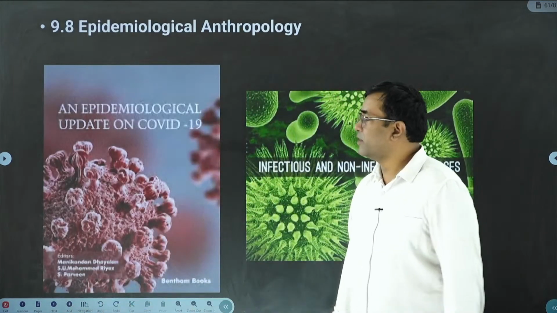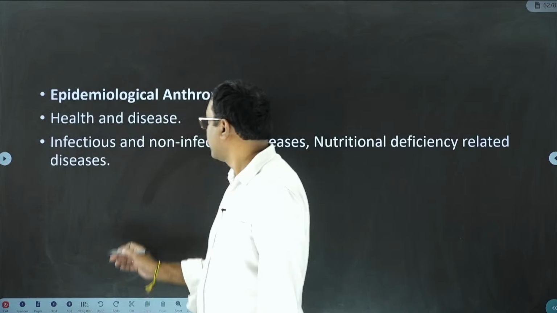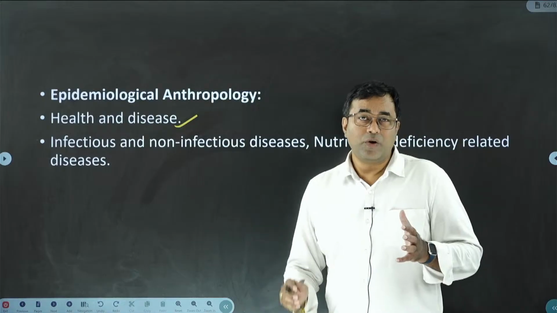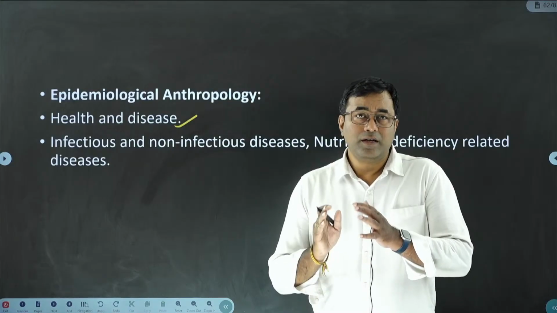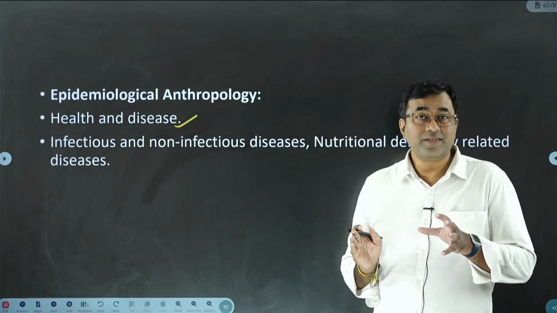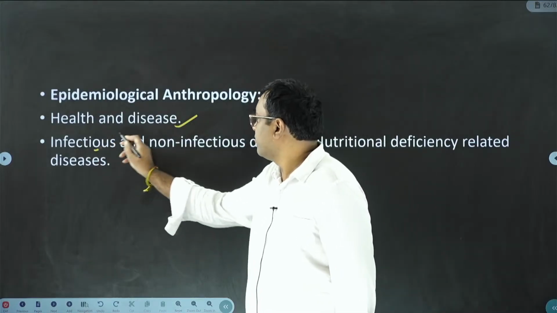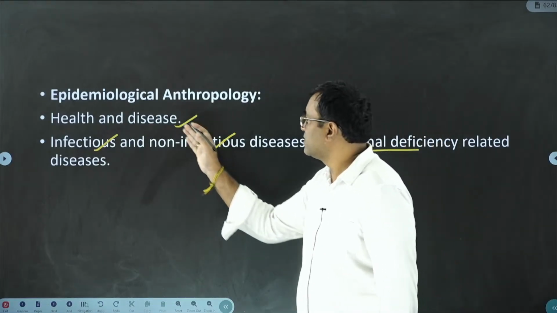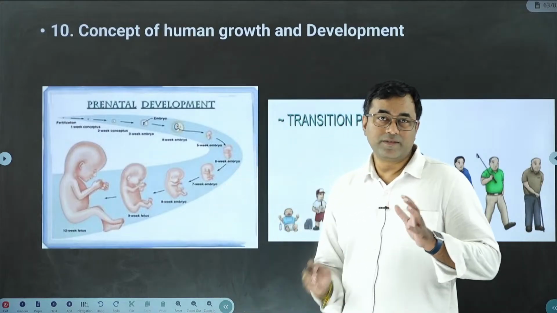Next, epidemiological anthropology. In this, we will discuss different kinds of diseases: the different types of diseases, causative agents, and what measures need to be taken. Here we will understand not only the biological aspects of how people are affected by diseases, but also the cultural aspects. You can see infectious diseases, non-infectious diseases, and nutritional deficiency related diseases. All these are considered part of epidemiological anthropology. We will discuss them elaborately when we discuss the concept.